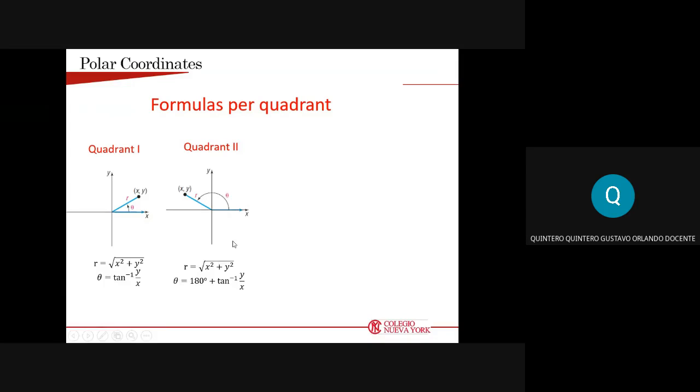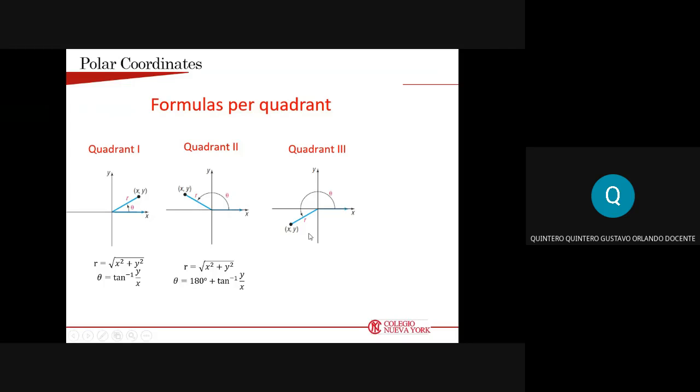All right, let's continue with this. That was a little bit of a break, a little bit of a parenthesis to explain. So here, quadrant 1, no correction. Quadrant 2, a correction of 180 degrees, plus tangent. For quadrant 3, a point around here. Quadrant 1, quadrant 2, quadrant 3.